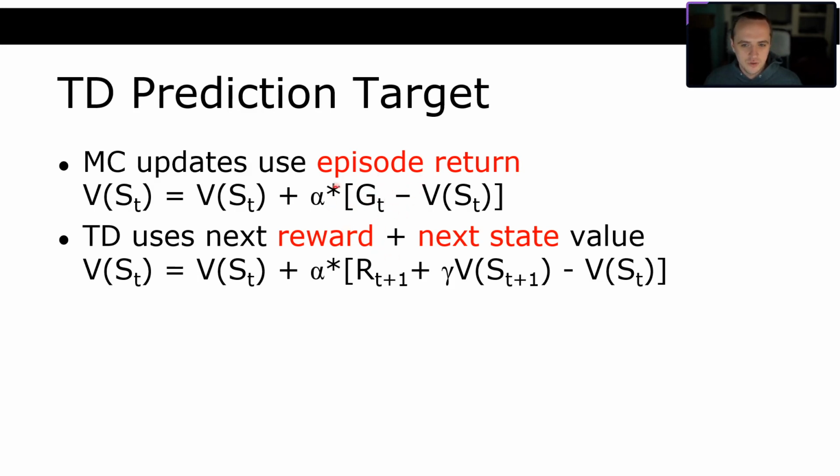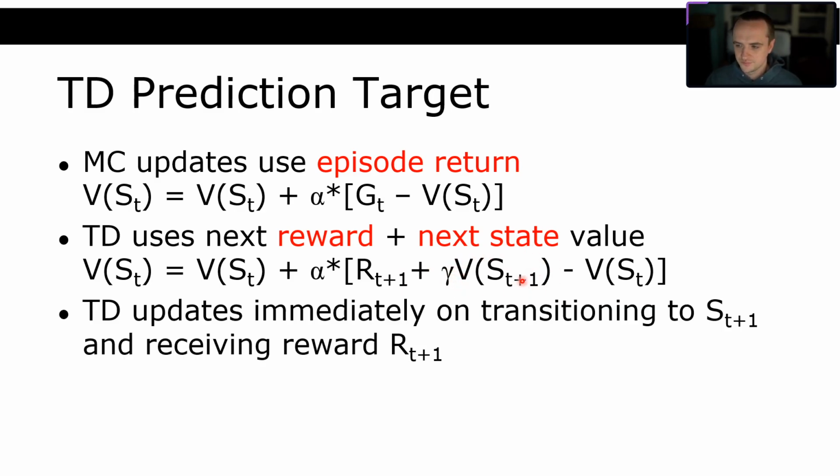So we can't compute that entire return because we don't know it. We're not doing an episode. So we're going to use the immediate reward plus the value of the state that we're going to. So here inside the alpha multiplication, we have the next reward plus gamma times the value of the next state. And this is an important distinction. So temporal difference updates immediately upon transitioning to state S_{t+1} and receiving R_{t+1}.